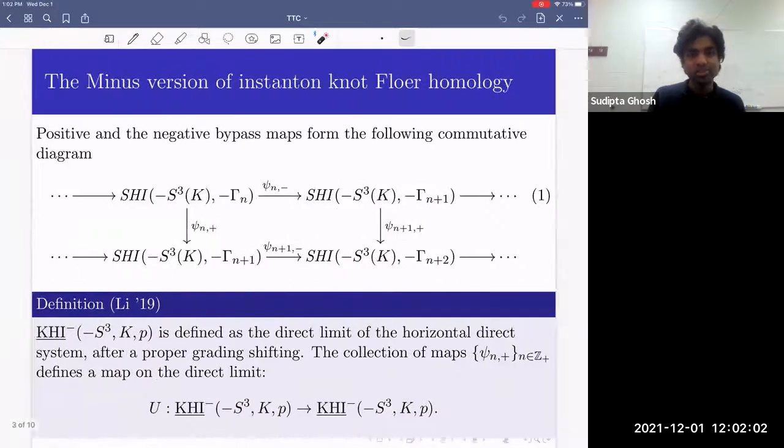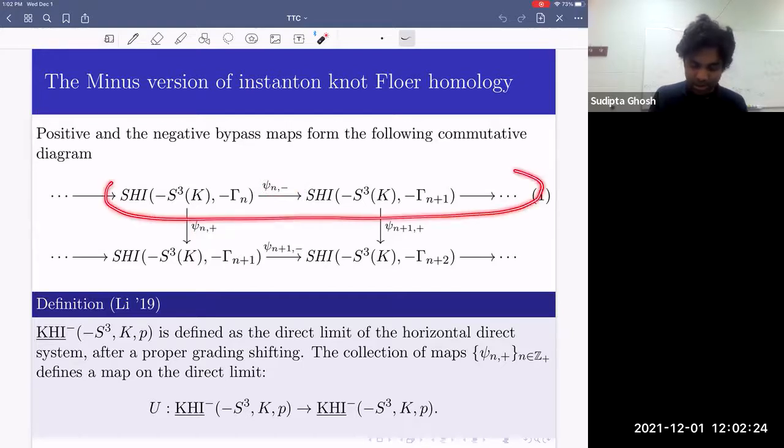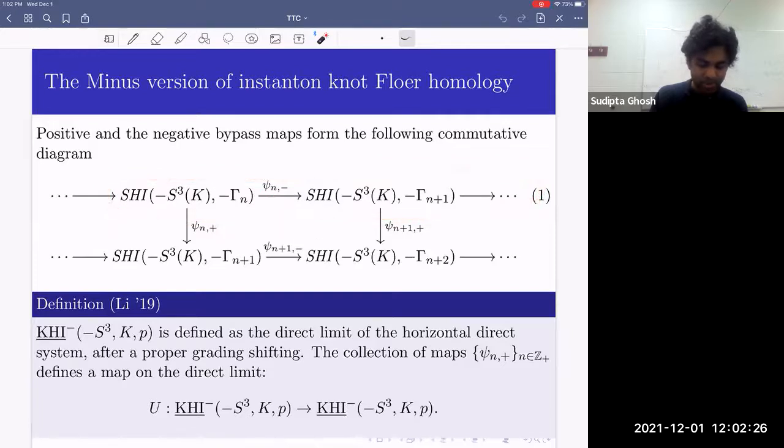In the instanton setting, the minus version of instanton knot homology, KHI minus, is defined mirroring the Heegaard Floer picture. So we know that the negative bypass map and the positive bypass map fit into this type of commutative diagram. And so that means that if we take the direct limit of the horizontal system, then the positive bypass map induces a well-defined action on the direct limit, which we call the U action. So the minus version was defined by Chen-Kun Lee as a direct limit of this horizontal system, and the positive bypass map is inducing the U action.